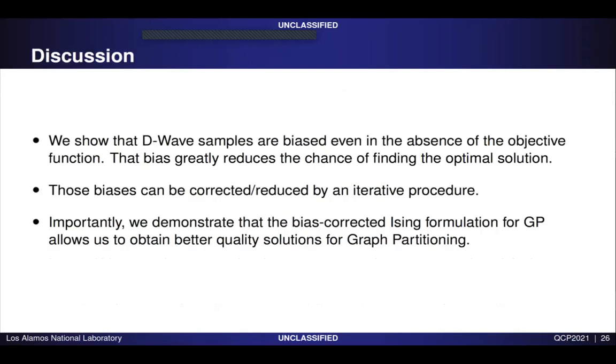We showed three important things. One, D-Wave is a biased sampler. Two, we can use an iterative algorithm to correct these biases. And finally, that the bias-corrected graph partitioning Ising yields better results on average than the uncorrected Ising.